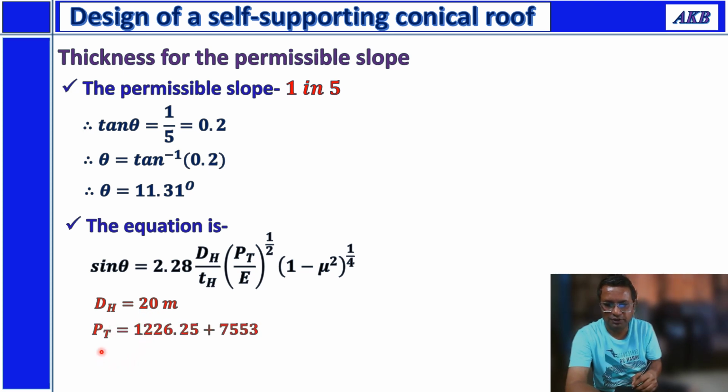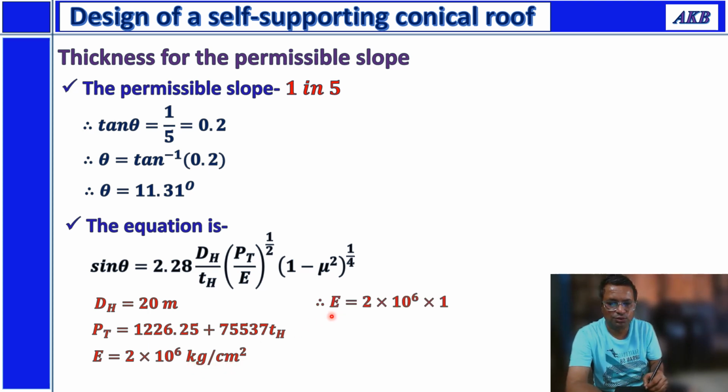DH is 20 meter. PT is the total pressure which we just got. It is 1226.25 plus 75537 TH. We just got the total load. PT stands for total load that is acting on the roof. E, modulus of elasticity is given to us. It is 2 into 10 to the power 6 kg per centimeter square, but you need to convert it to Newton per meter square. So how are you going to do that?